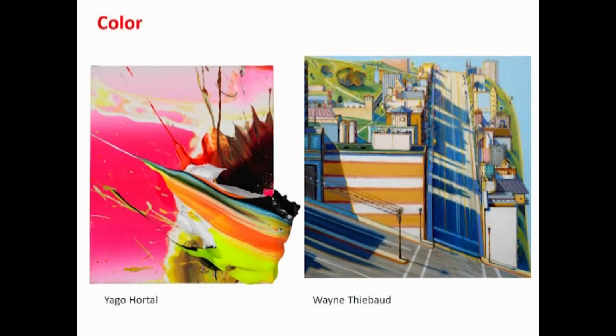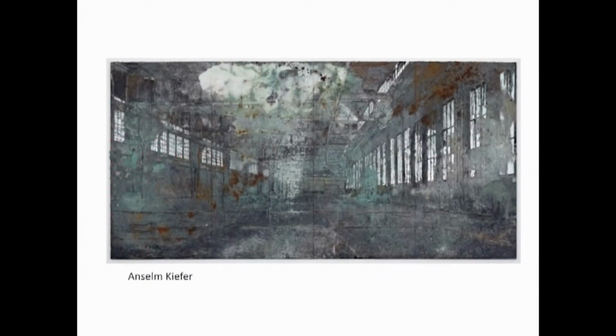Color. Here we have the bright, vibrant colors of Iago and Wayne Thiebaud. Seems like a real happy sort of positive vibe to these compositions. But in the work of Anselm Kiefer, who did a lot of work that dealt with the Holocaust, using more neutrals, a much more somber sort of feeling. So if you use color in your work, think about the message that color conveys.